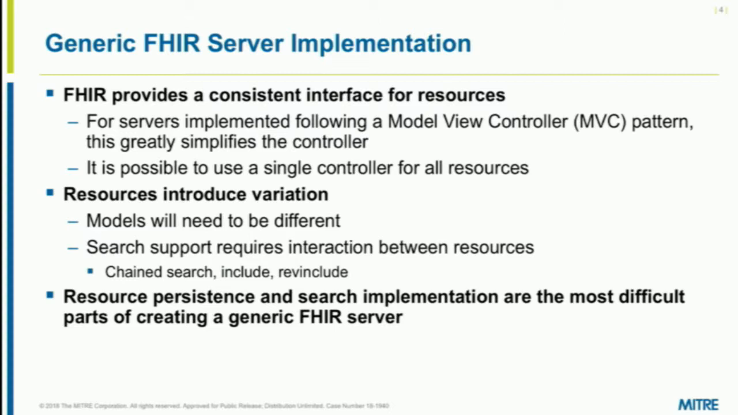So FHIR has this notion of something called chained search, where you can ask for, you know, patients that have a particular condition. You have things like include when you're doing search, so you can actually pull back other resources, and rev include, which goes in the other direction.